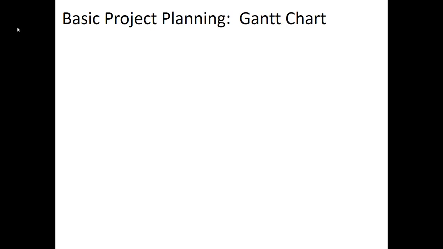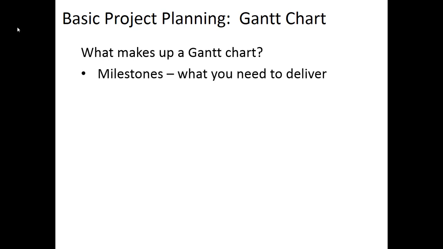One of the basic tools of project planning is the Gantt chart. A Gantt chart is made up of several types of things. Milestones are one of the first things that you need to know about. Milestones are events where you have specific deliverables. At a milestone like, say, a preliminary design review, there are certain things you have to do. And that brings us to the second point.